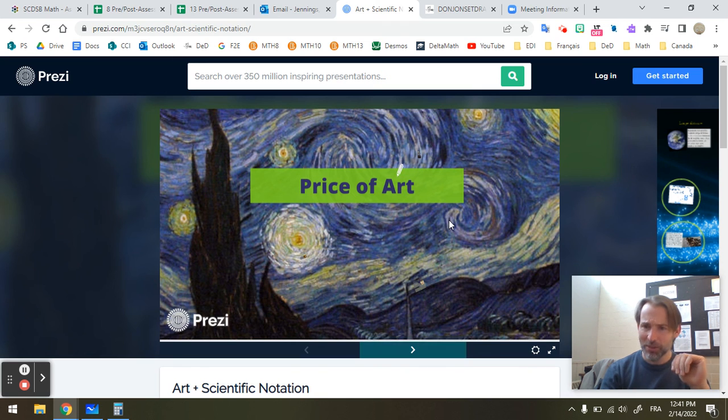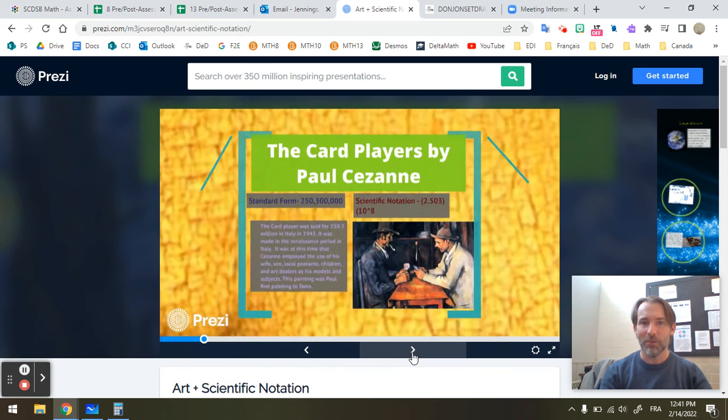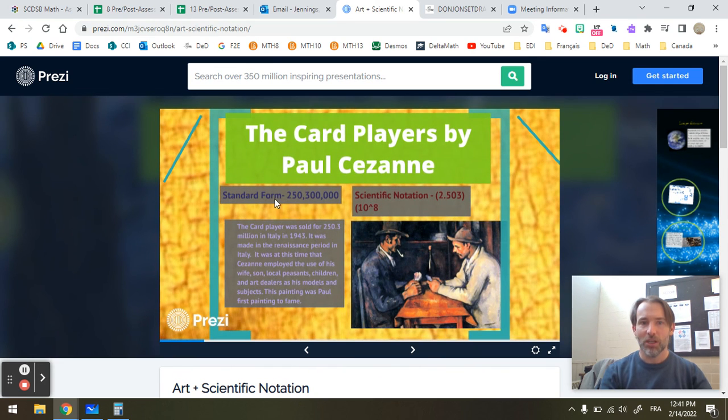Oh, actually, let me talk about this piece of art, price of art business. So here's a PowerPoint that was clearly made by a student at some point, and they were using scientific notation to show the price of different artworks. So here is a famous one. The Card Players sold for $250 million. That'd be the same as 2.5 times 10 to the 8.